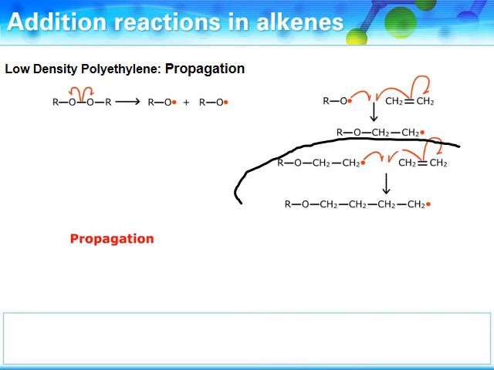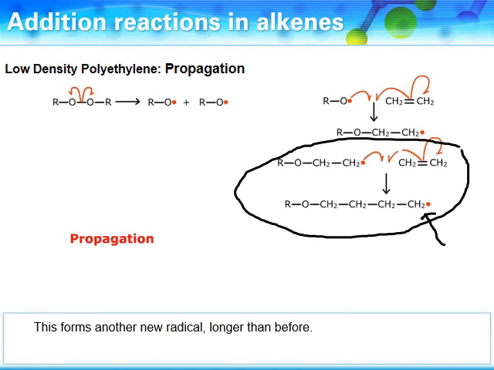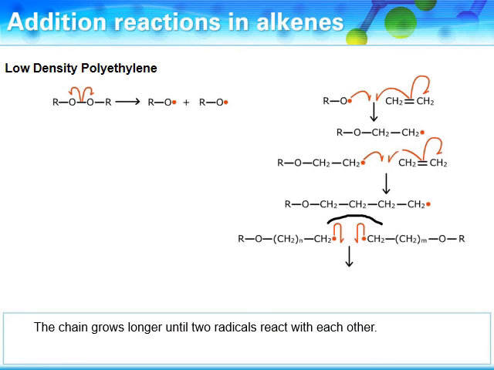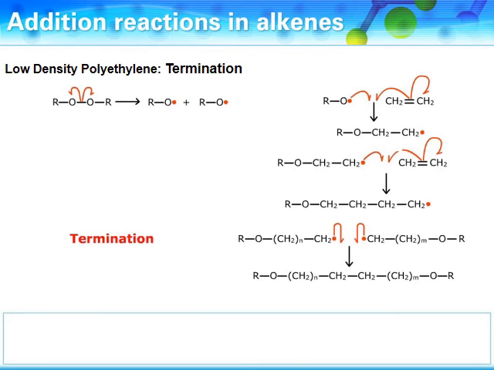Here we can see the chain continue to get longer, and each time it's formed interacting with a new ethylene monomer, a free radical is still present. This process continues and the chain grows longer until two radicals meet and react with each other, as seen here. When this occurs, termination is the next step.